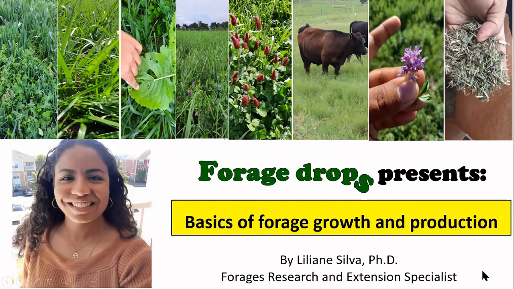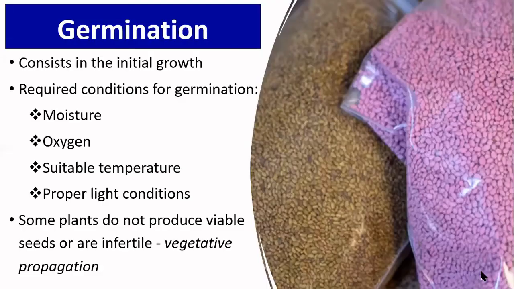In today's edition, I'll be talking briefly about the basics of forage growth and production. So just to get started, let's talk a little bit about germination. Seeds are structures that contain an embryonic plant and energy storage that will serve the plant in the early stages until it is able to start fixing carbon through photosynthesis.